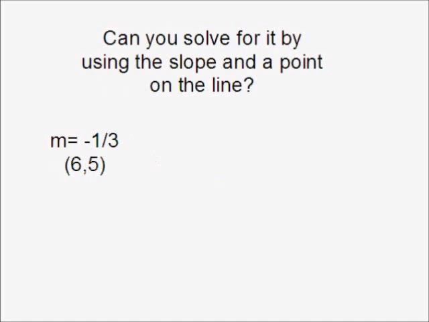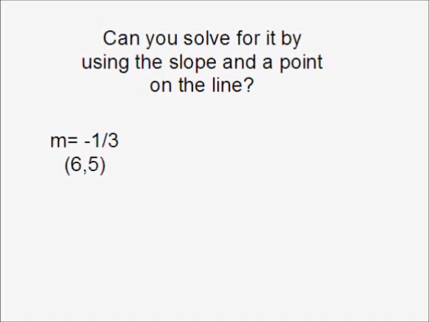Another way to find the y-intercept is to solve for it. To do this, you'll need to use a slope and a point that lies on a line. For example, suppose we're given a line whose slope is -1/3 and that the line contains the point (6, 5).